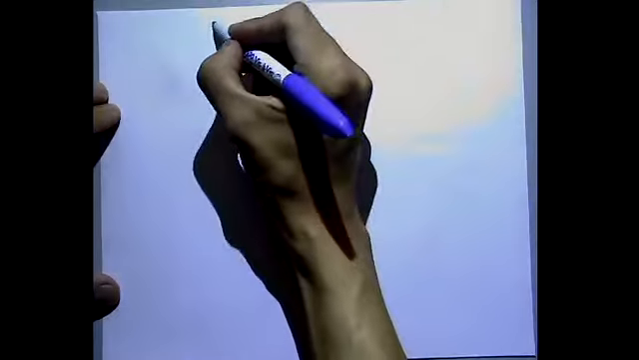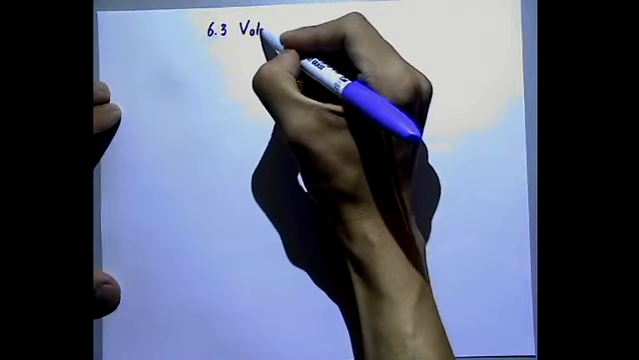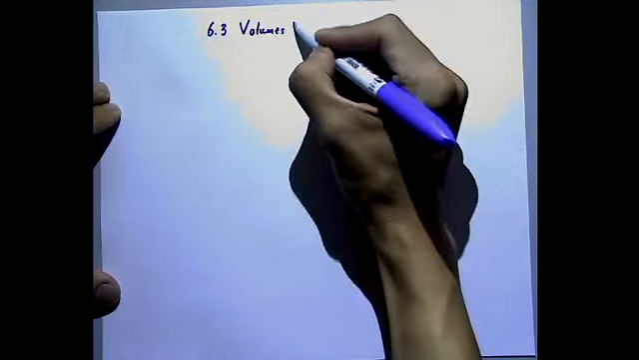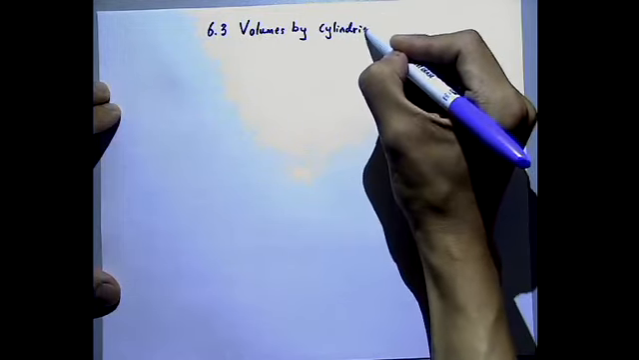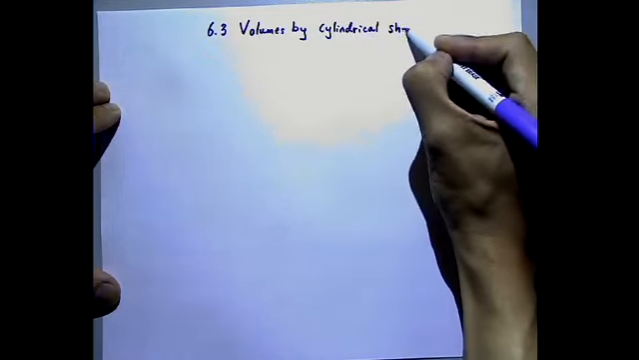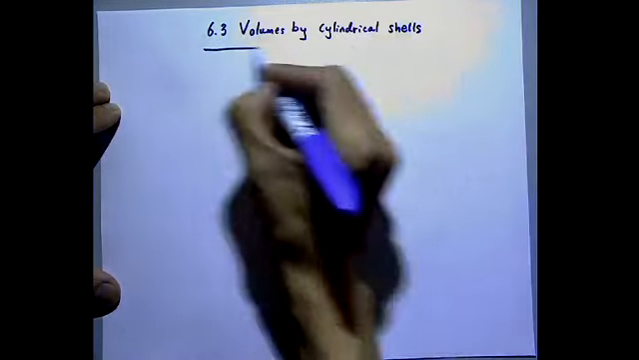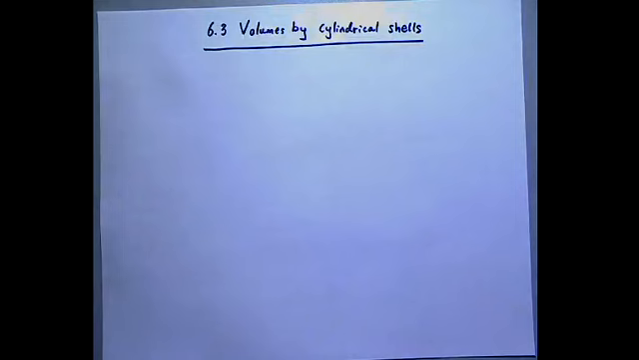Alrighty, so let's continue with Chapter 6. Today we're going to look at 6.3. We'll look at how we can calculate volumes by using a different method than the one we saw last time. And this method is called cylindrical shells.